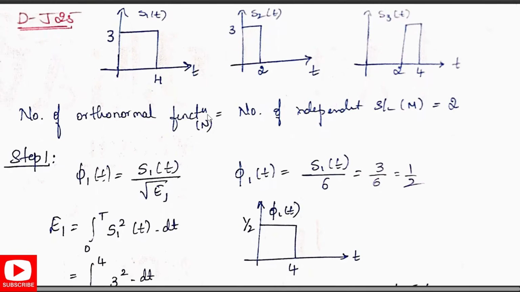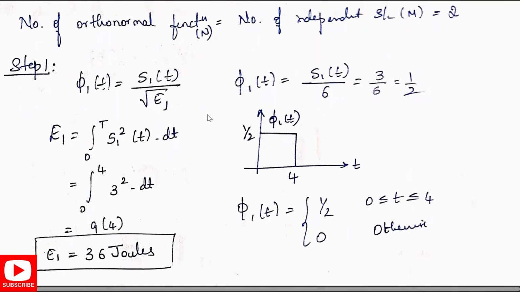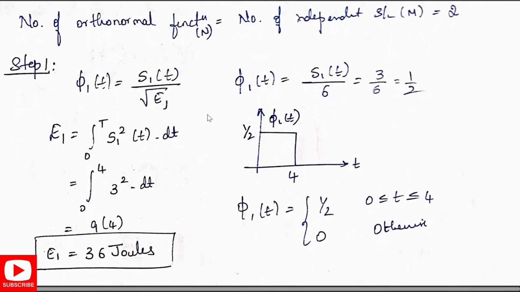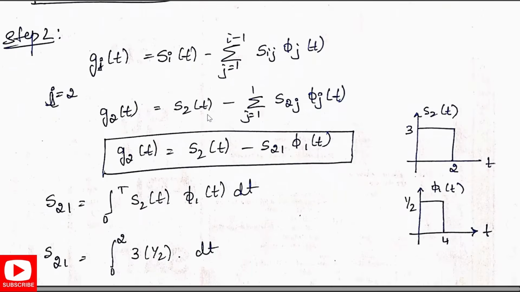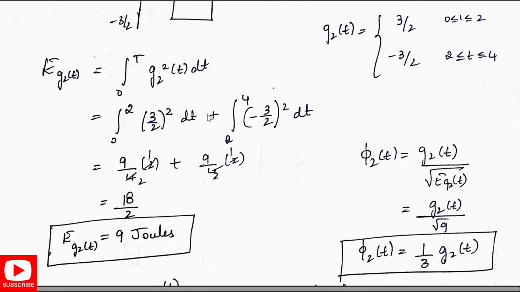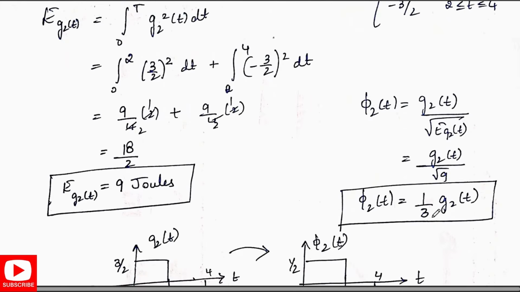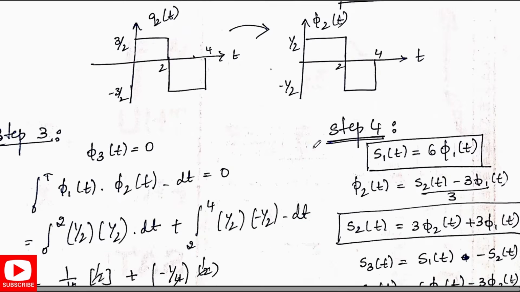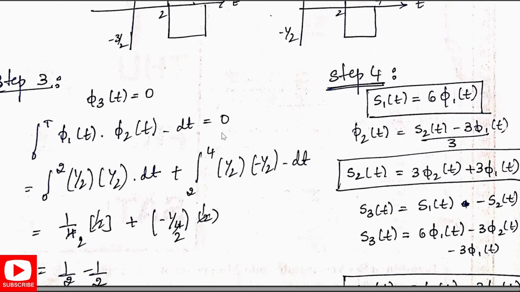Next, in the same way, in the December-January exam, they have asked the same question with different graphs. So here n is equal to 2. So here we need to find phi 1 of t and phi 2 of t. So phi 1 of t, this is the expression, find out the energy and write the graph from where to where it varies. And in step 2, you need to find G2 of t, where you find S21 and then S2, find all those things and substitute back along with the energy. You get phi 2 of t, that is 1 by 3 times the G2 of t. In step 3, as phi 3 of t is not there, it is 0. You can say both phi 1 of t and phi 2 of t are 0.